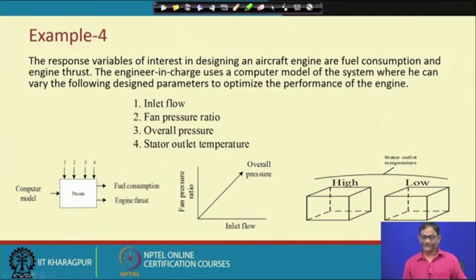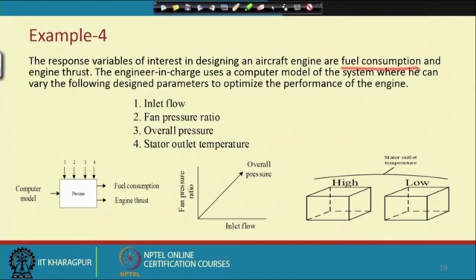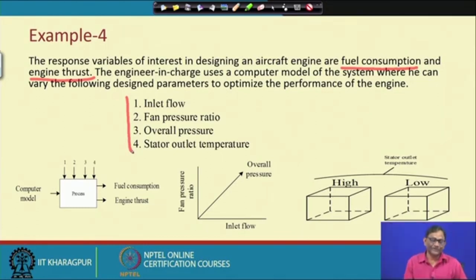The fourth example is designing an aircraft engine. Here the response, or quality variable of interest, is fuel consumption and engine thrust. These are the controllable factors. You want to design an experiment so that you will be able to achieve the objectives we have already discussed, starting from process characterization to robust design.